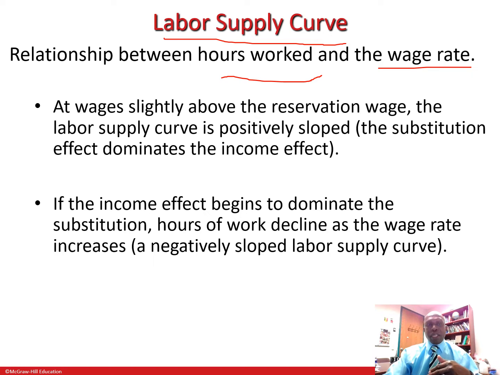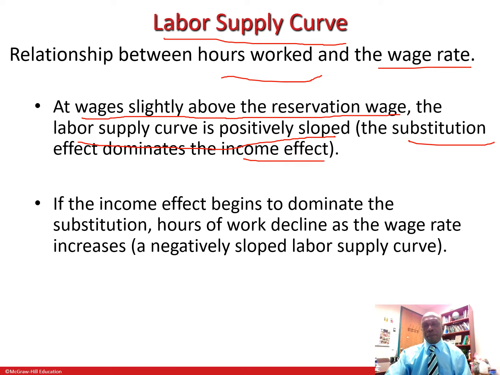This means at wages slightly above the reservation wage, the labor supply curve is positively sloped, meaning it's going up. That is, the substitution effect dominates the income effect. On the other end, if the income effect begins to dominate the substitution effect, hours of work decline as the wage rate increases. So this means the labor supply curve is going down. That is a negatively sloped labor supply curve.